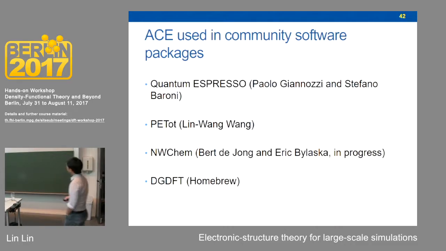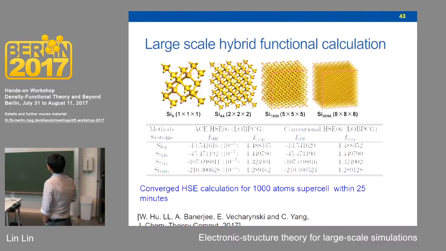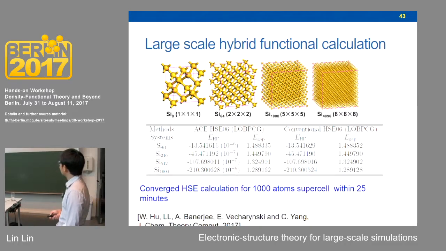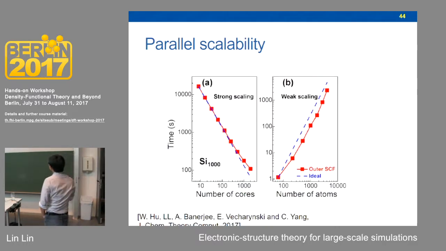So it has been implemented in a few packages: Quantum Espresso, in LBL there's a code called PWDFT, there's work in progress with NWChem, and also our own code. We have used that to do large-scale hybrid functional calculations in a plane wave basis for up to 4,000 atoms. And if you look at the band gap and Hartree-Fock energy, they're almost on top of each other. We can do a converged HSE calculation for 1,000 atoms from scratch within half an hour. And now, with some new developments, we can reduce that to 10 minutes. You can scale that reasonably well to a few thousand cores.